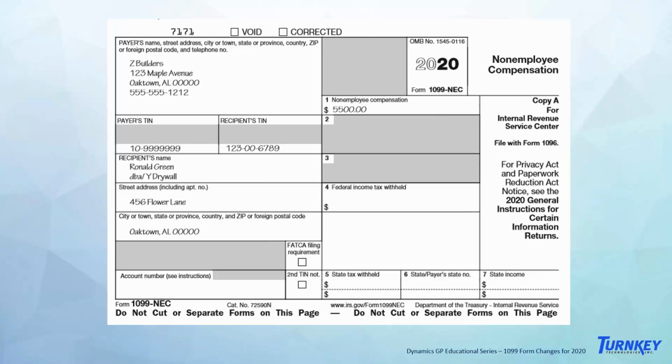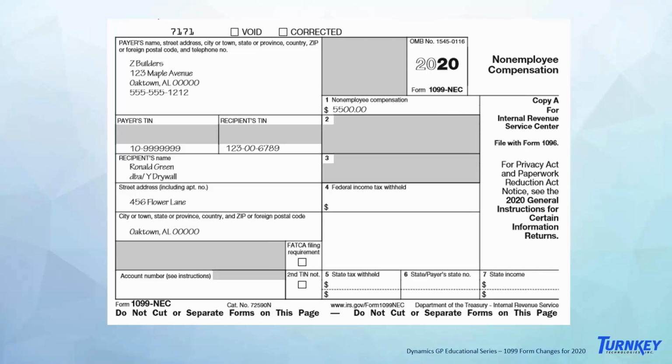Looks a lot like the 1099 miscellaneous, not drastically different. Box 1, non-employee compensation, is what used to be box 7 on the 1099 miscellaneous. Box 4 on this form is still your federal income tax withheld. If you've got any state income tax withheld, your payer's name and the state income down at the bottom, boxes 5, 6, and 7, I rarely have seen those used. So you can see the format of the form is pretty straightforward.